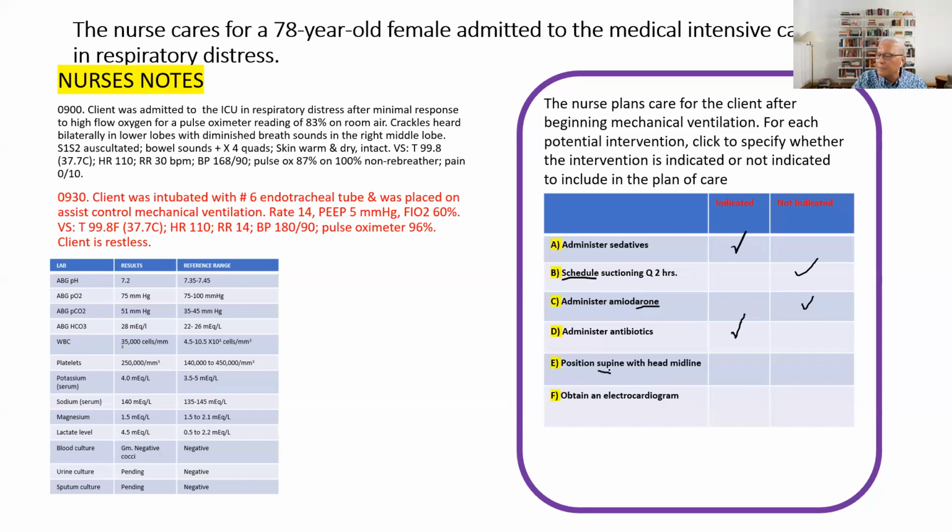Position supine. Yes or no? No. Okay. Prone positioning if possible, right? Okay. And obtain an electrocardiogram? Yes. Okay. You would want an ECG whenever a patient is critically ill. What we are concerned about is the possibility of complications, which might include a myocardial infarction. And therefore, ECG is going to be imperative, right? So this is the way in which you needed to approach this question.